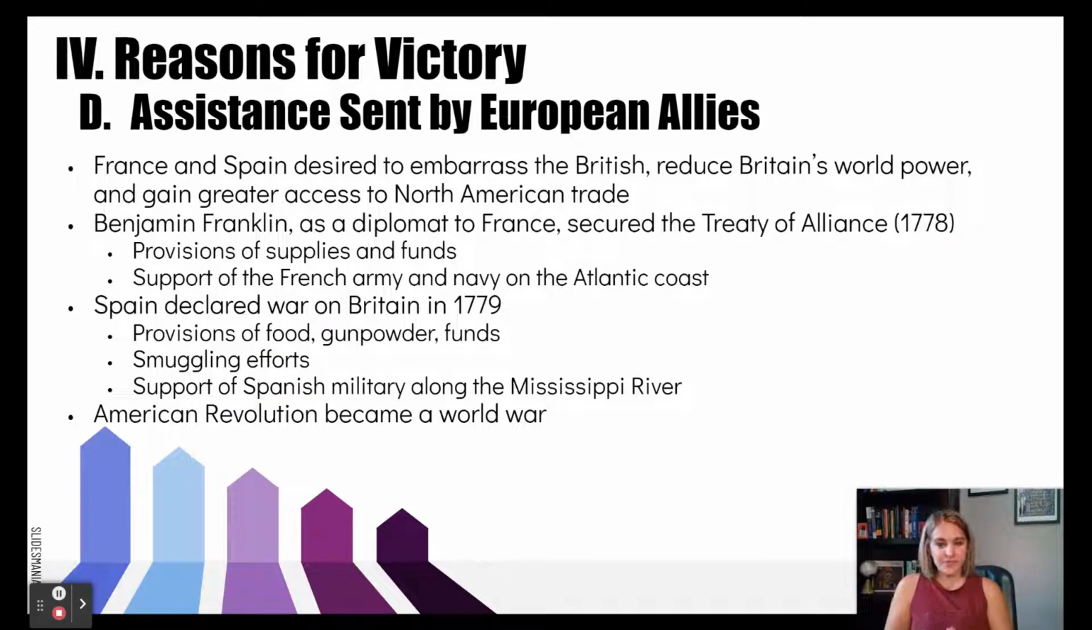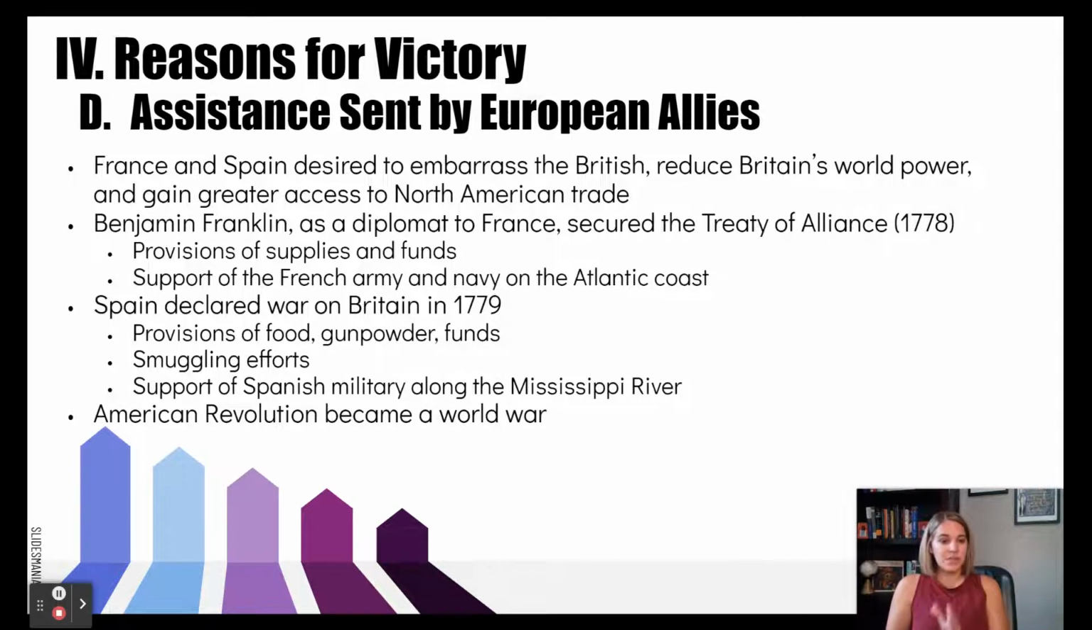So our last reason for victory is really important. It is the assistance by European allies. So they have a variety of reasons for wanting the North American colonies to succeed in their independence, embarrassing the British, reducing their power, but ultimately a large reason is the economic opportunity. France and Spain both want greater access to North America, which Britain was limiting.